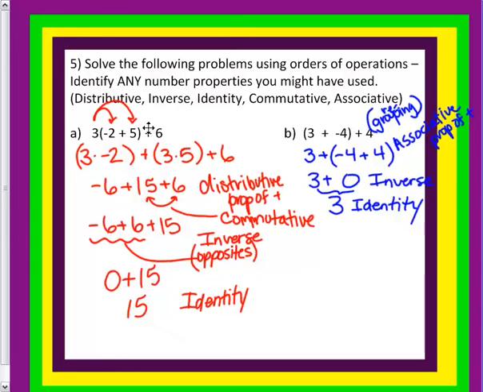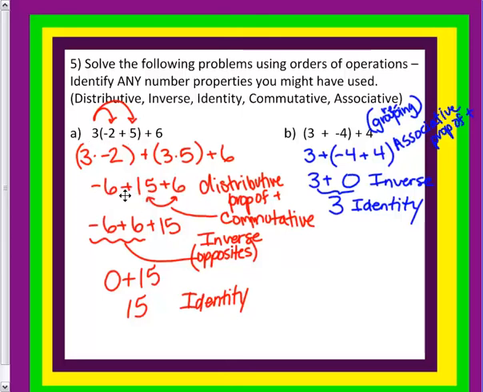All right, so for this one, on the test, we're going to make sure that we tell you which one we want you to use, like distributive or inverse or identity or commutative or associative. We're going to tell you which one to use. But in this one, I'm just going to show you. Okay, so for this one, I want you to use the distributive property first, which means 3 times -2 is -6. 3 times 5 is 15.